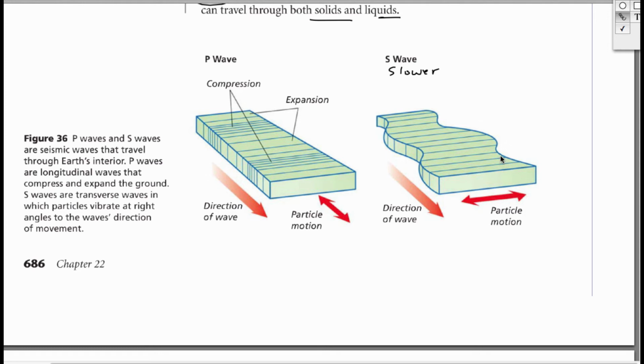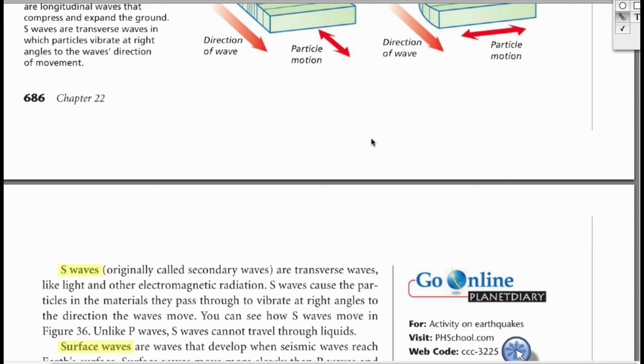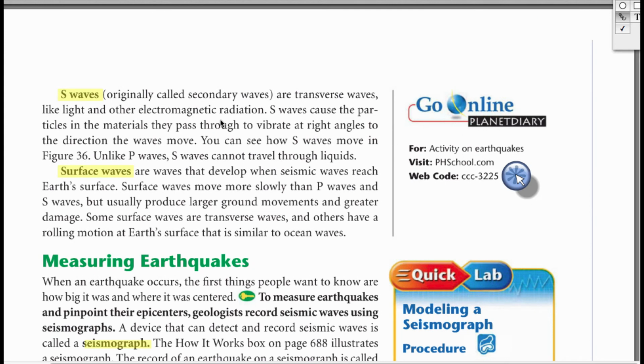and they travel in a different method. They travel just a little bit different pattern. They are called transverse waves. Okay? So you need to know that there are S waves and there are P waves. S waves cannot travel through liquids, so they will not penetrate and go through the Earth's core. All right?